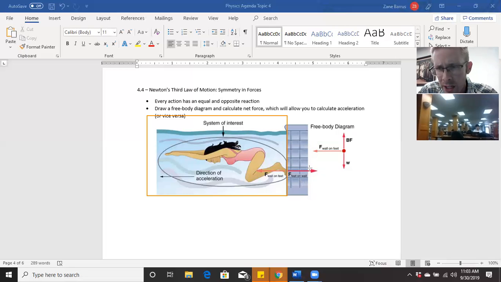Okay? So the free body diagram here on the right, that's really all the forces that are causing motion in this problem. Okay? Give me a thumbs up if you're okay with that. Okay.